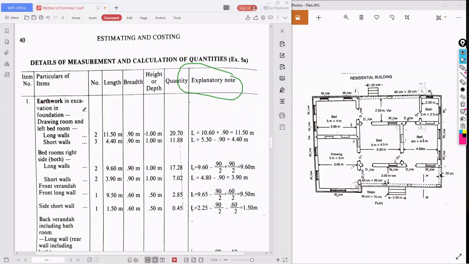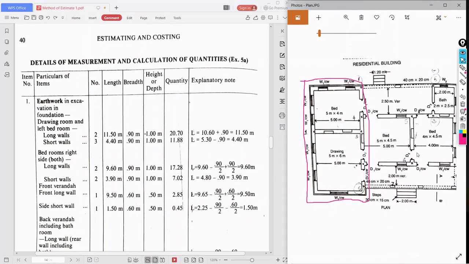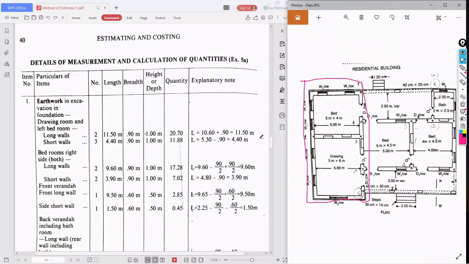Now, first, what is the work we need to do? The first is excavation. For that excavation, we need length. But here we have divided this residential building into four parts. So we will select only the first part, that is the bedroom and drawing. This is the first part. Concentrate only on this. See, in this, what is the long wall?